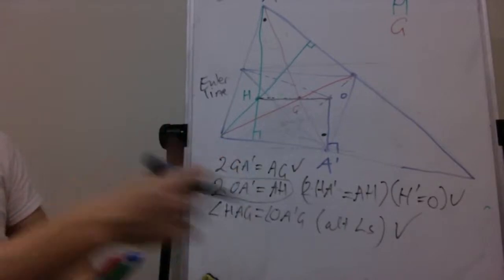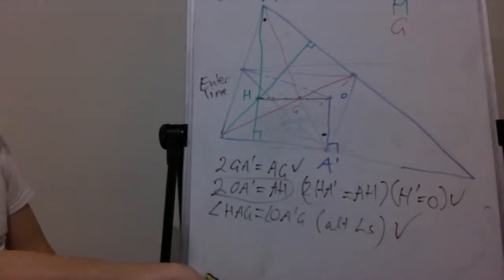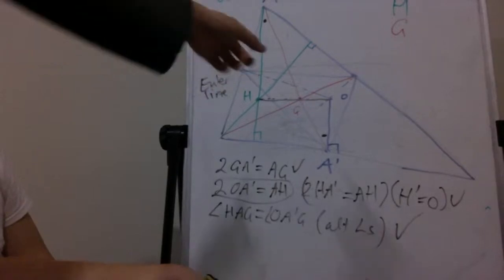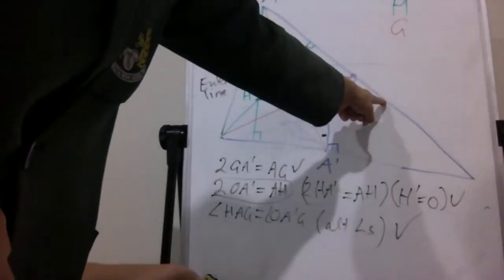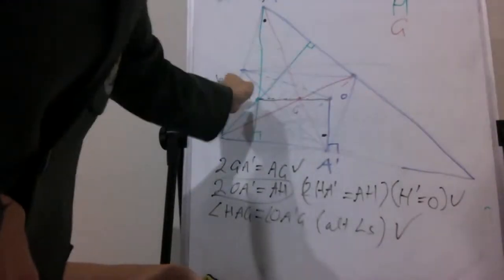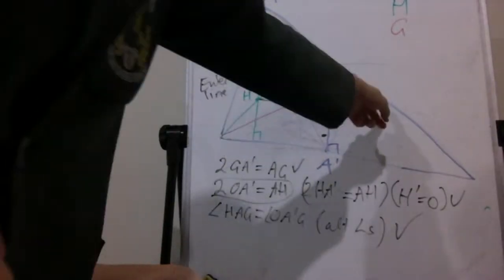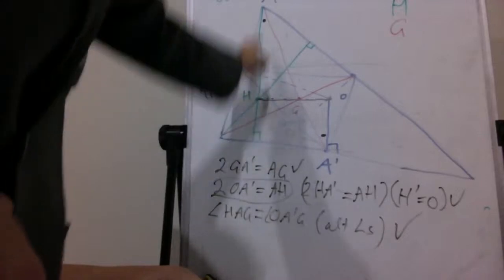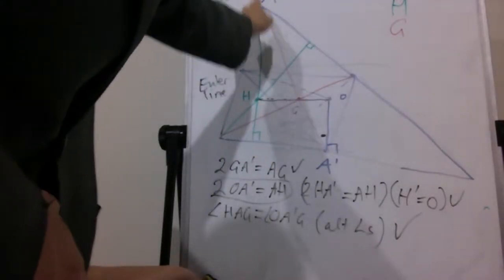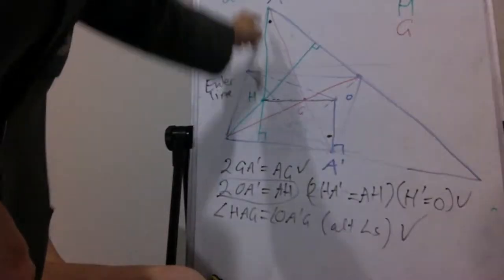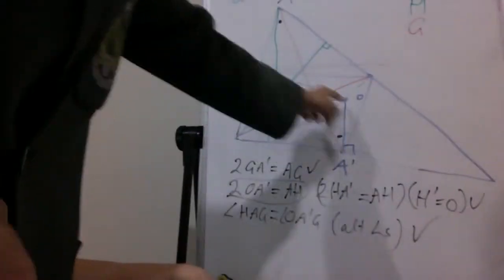I think the way is, if you extend this over to here, then this triangle, parallel. If you extend a parallel line from the orthocenter to the side, then this triangle is similar to this triangle here. And then that will be similar to this triangle here, which will be similar to this triangle here.